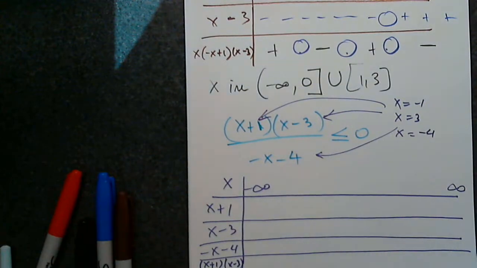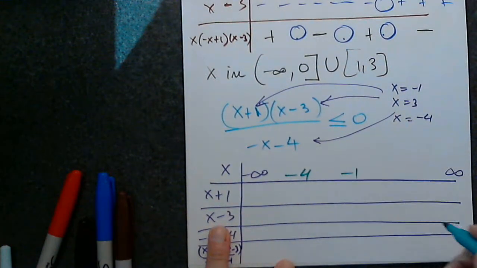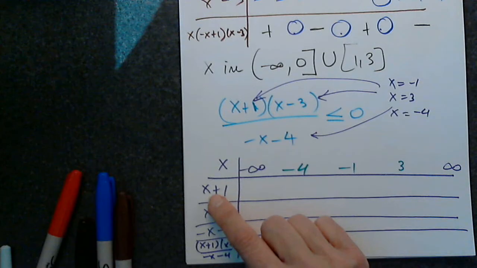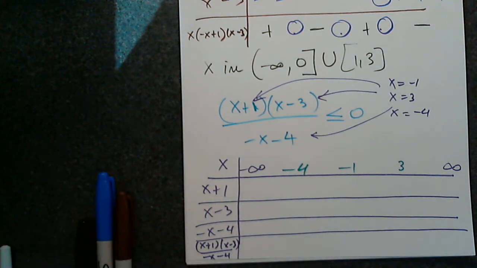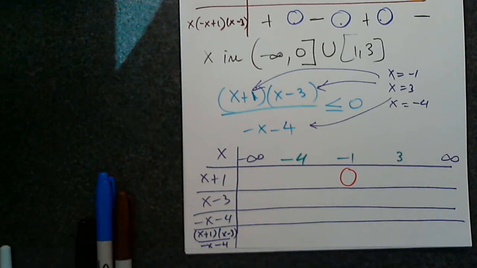Perfect. So in ascending order from left to right, which number goes in the chart first? Perfect. The next one. Yes, perfect. And 3. In this chart, there is no need for x equals 0 unless we have a factor of 0. Good. So what do I write? Where do I write the 0 for x plus 1? Under negative 1. Perfect. Where do I write the 0 for x minus 3? On the 3. Perfect. And where do I write the 0 for negative x minus 4? I know it's a silly question. It's the last one, right?